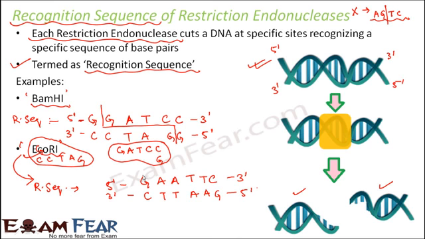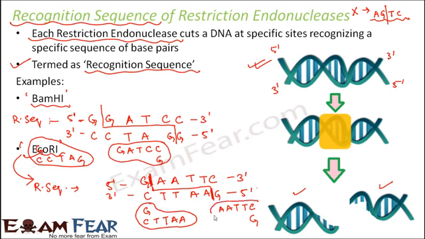And here, where does it break the bond? It breaks the bond between G and A. So it breaks the bond here, and again it breaks the bond here. So the DNA is cut into two parts. What are the two parts? One part is GCTTAA and the other part is AATTCG. So these are the two parts into which the DNA is being cut.